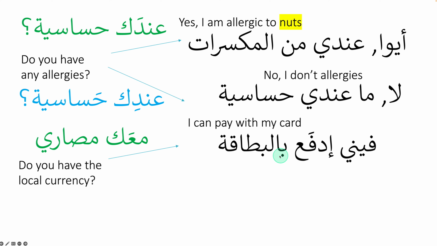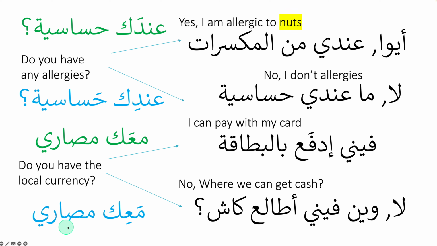بالبطاقة. So B, which means buy. بطاقة is card. So again, فيني ادفع بالبطاقة. Can I pay by card? And if you're talking to a woman, you would say معك مصاري. And she might say لا, no.